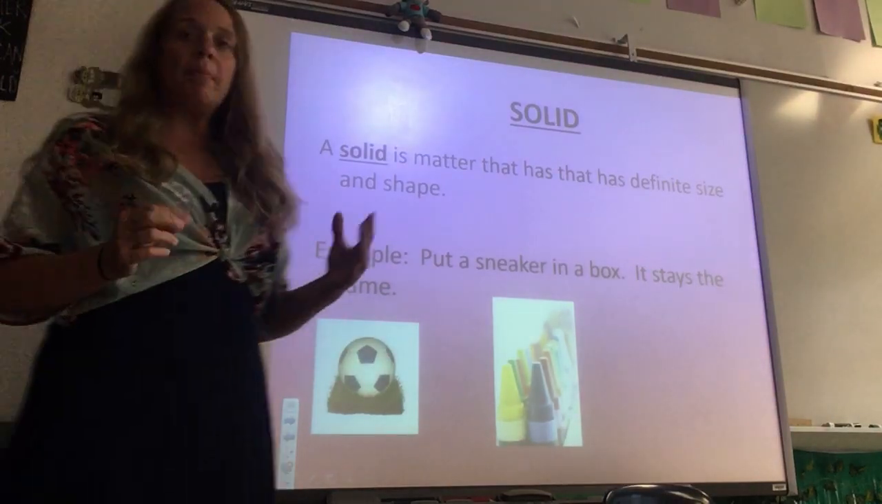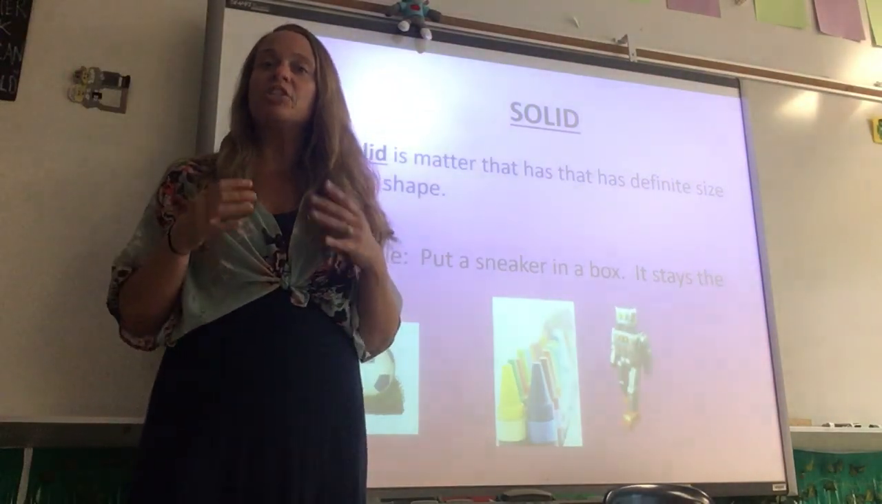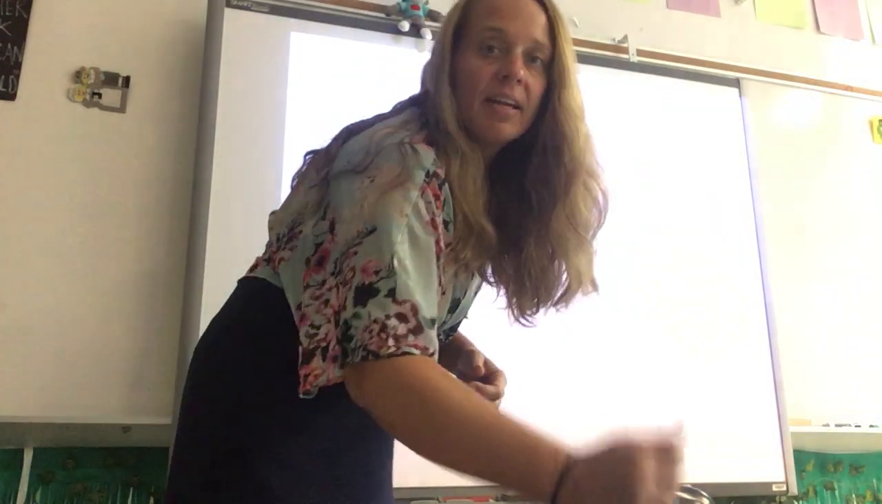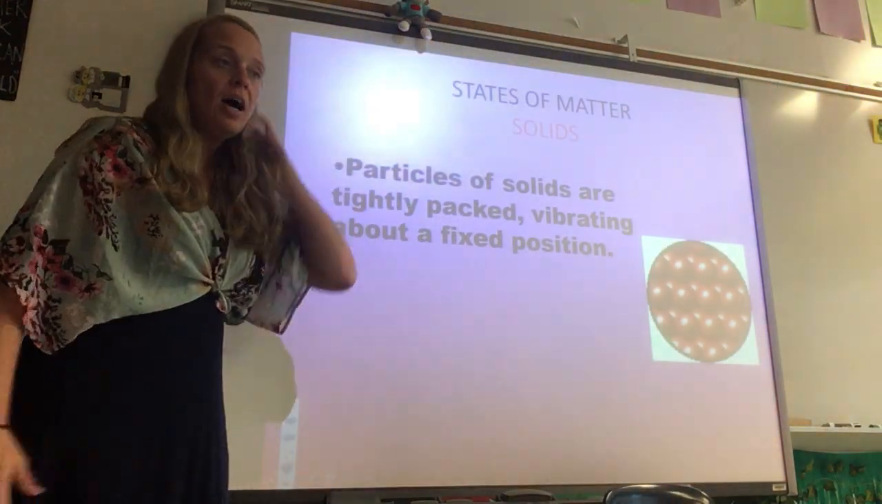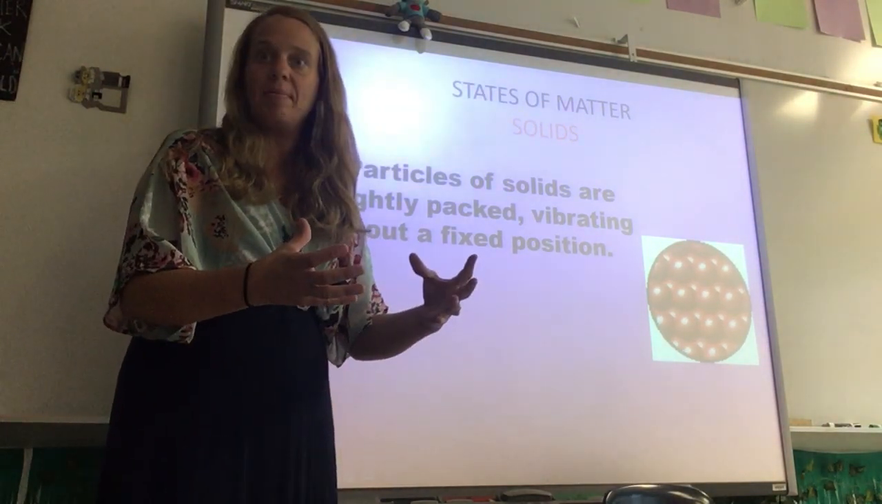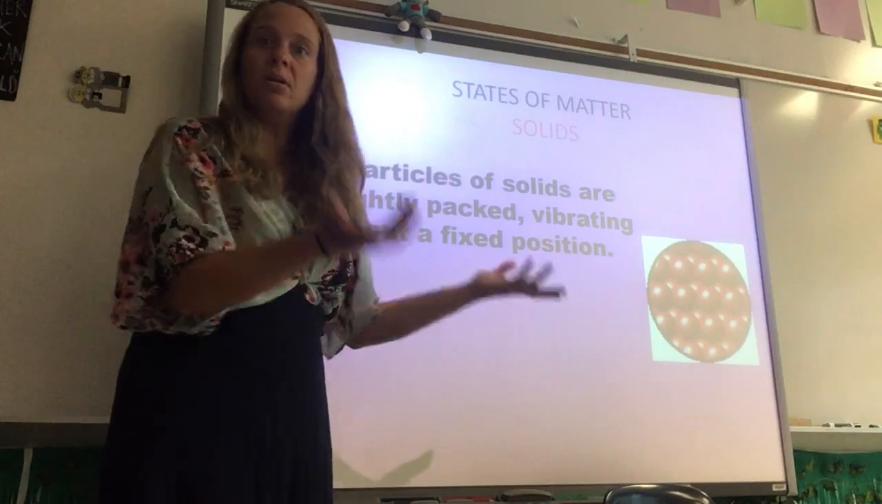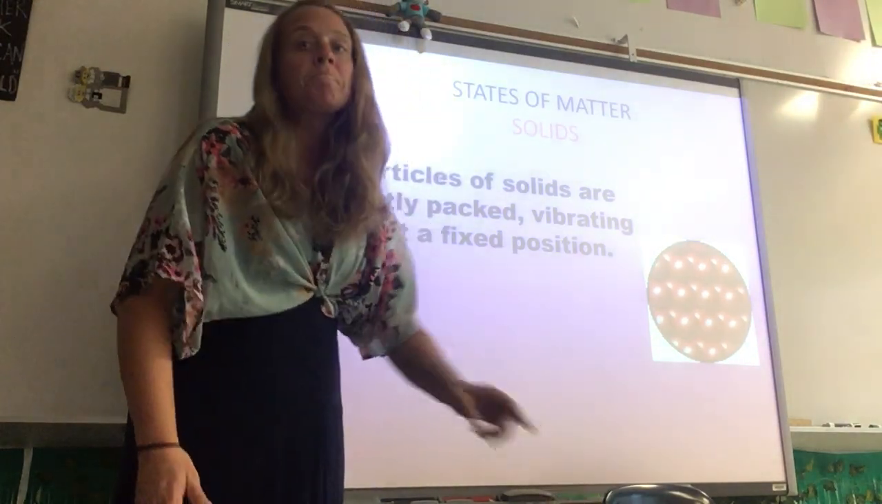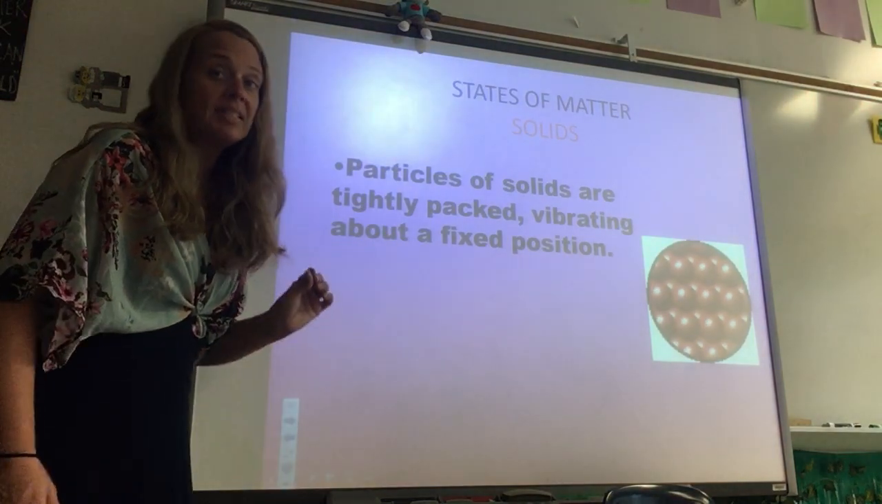A solid, remember, has a definite size and a definite shape. That means that this table is a solid. I can't put this in a small container and it will take the shape of a small container. I can't even put it in a dumpster and it take the shape of a dumpster. It's going to keep its shape. Okay, it's also going to keep its size.